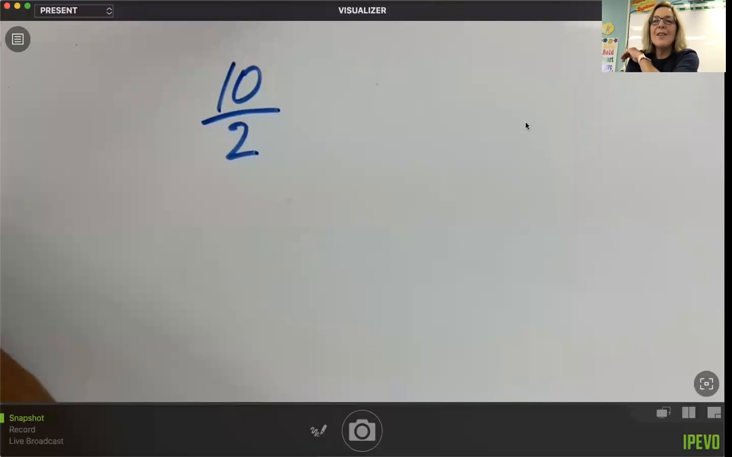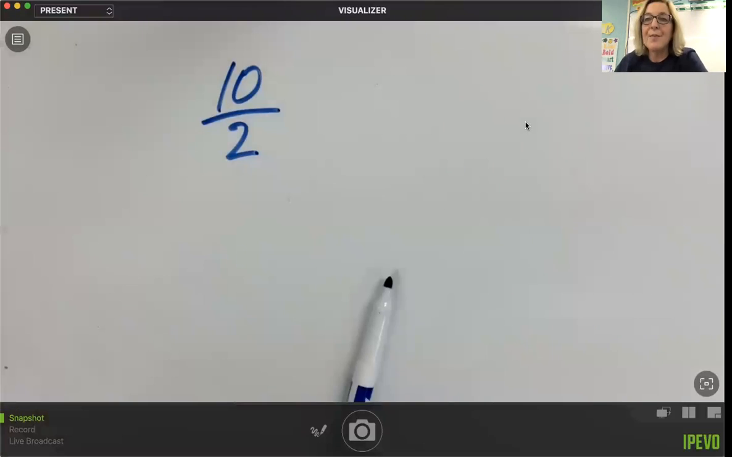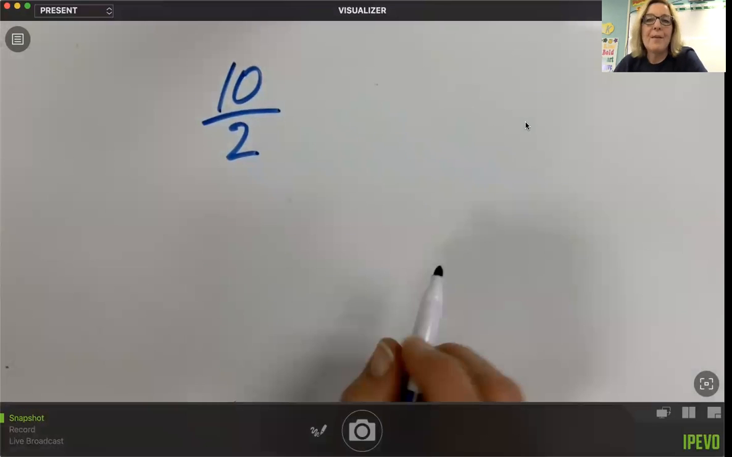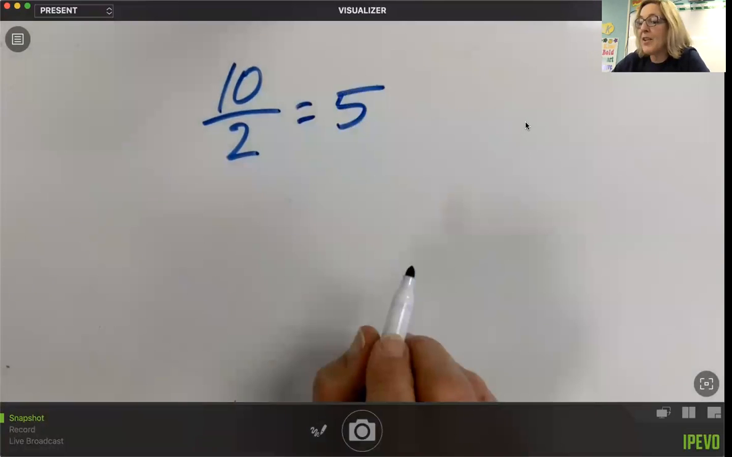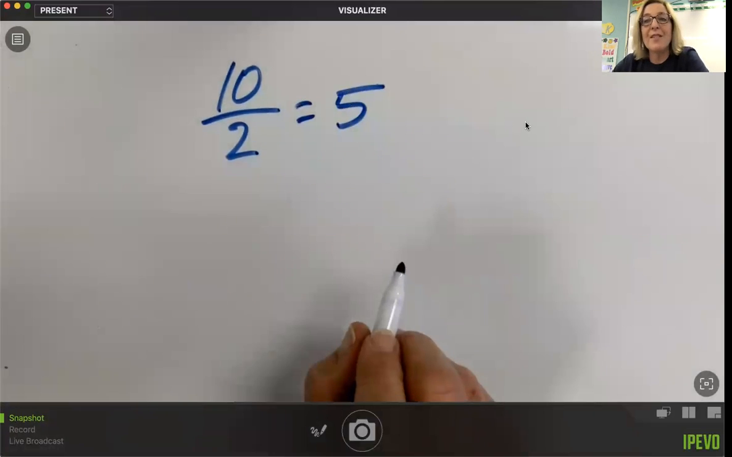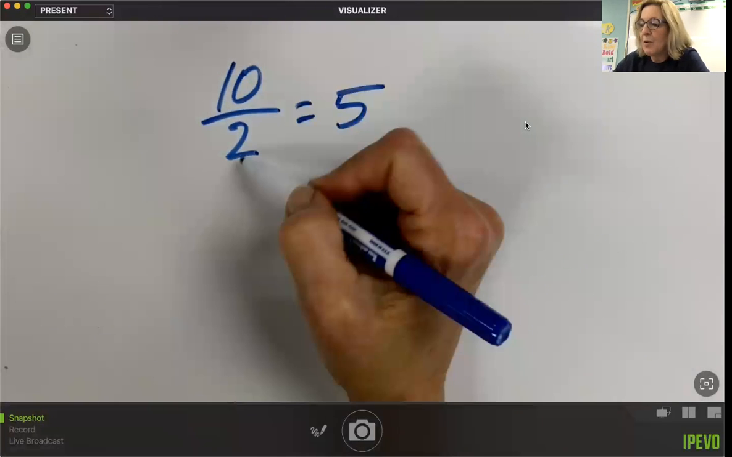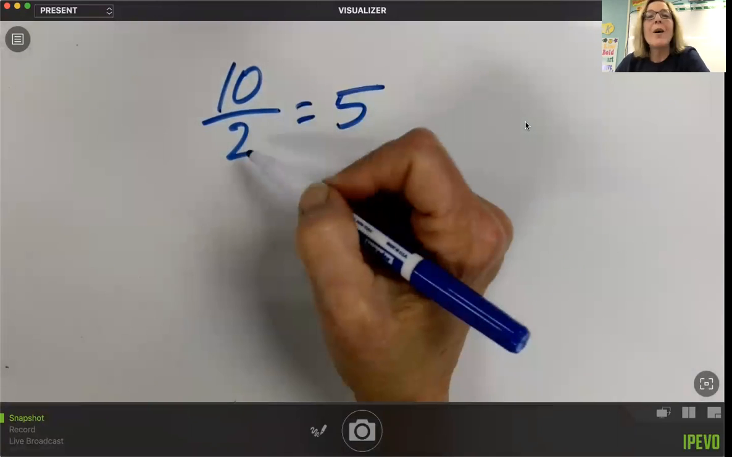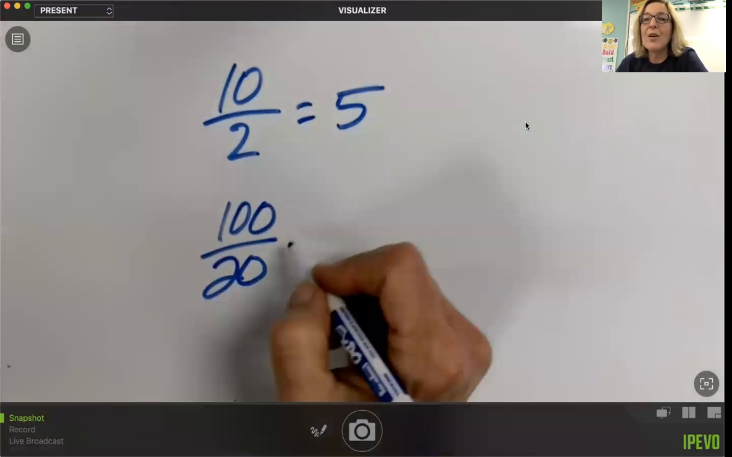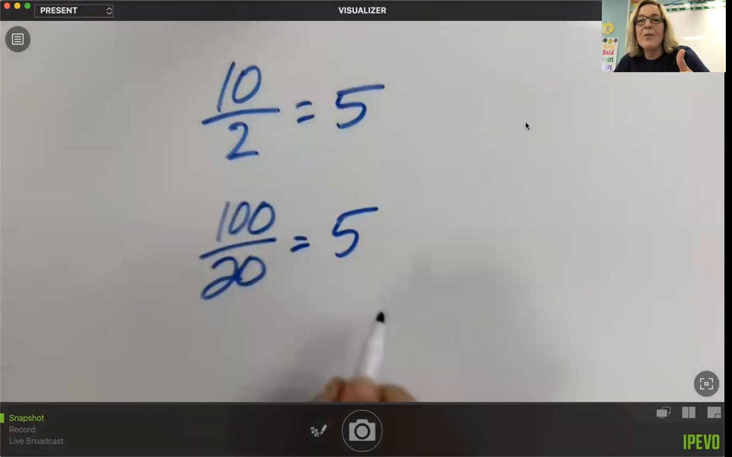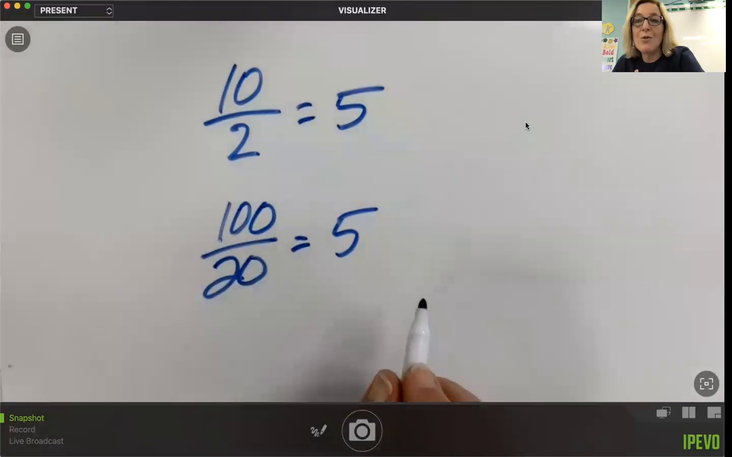Okay, so for division, I just want you to think about patterns, all right? 10 divided by 2 is equal to 5. I think we can all agree on that, okay? What if we multiplied each of the components of this division problem by 10? It would be 100 divided by 20, which is 5. Same result, right? Increasing by powers of 10 didn't affect the quotient, right?